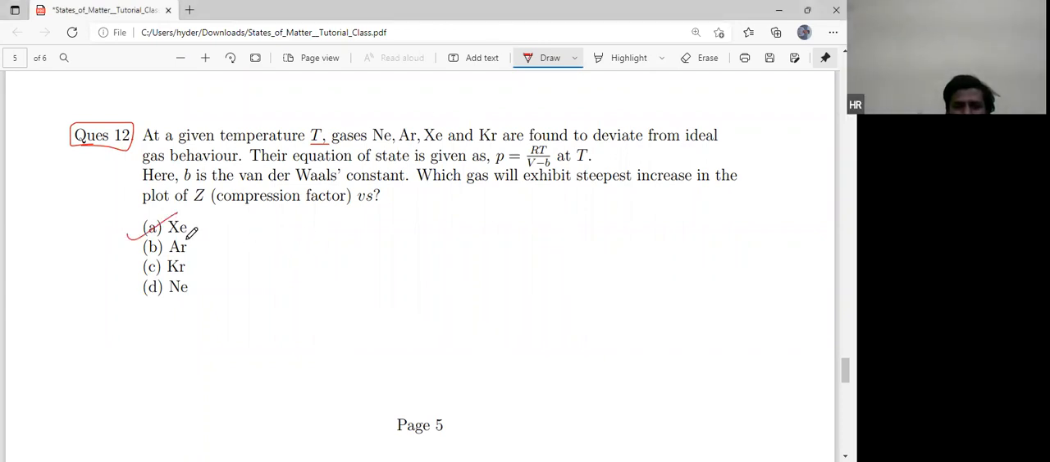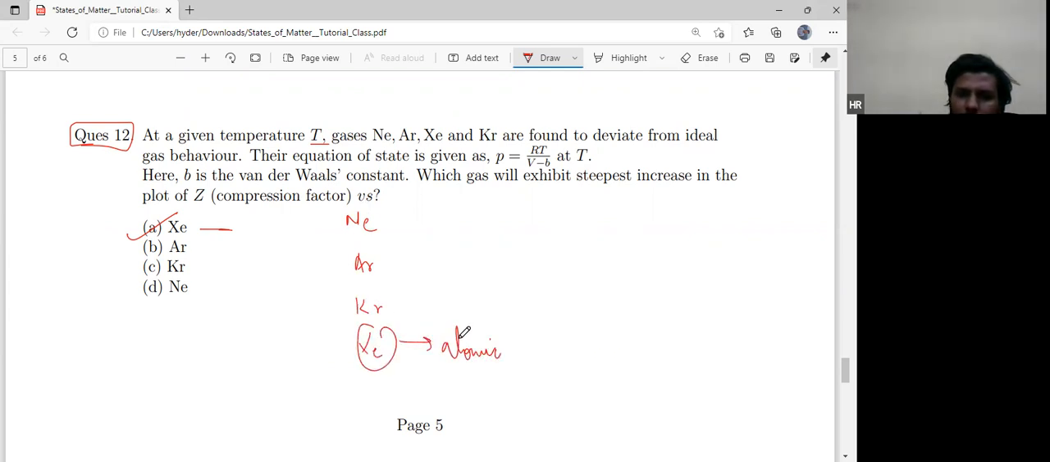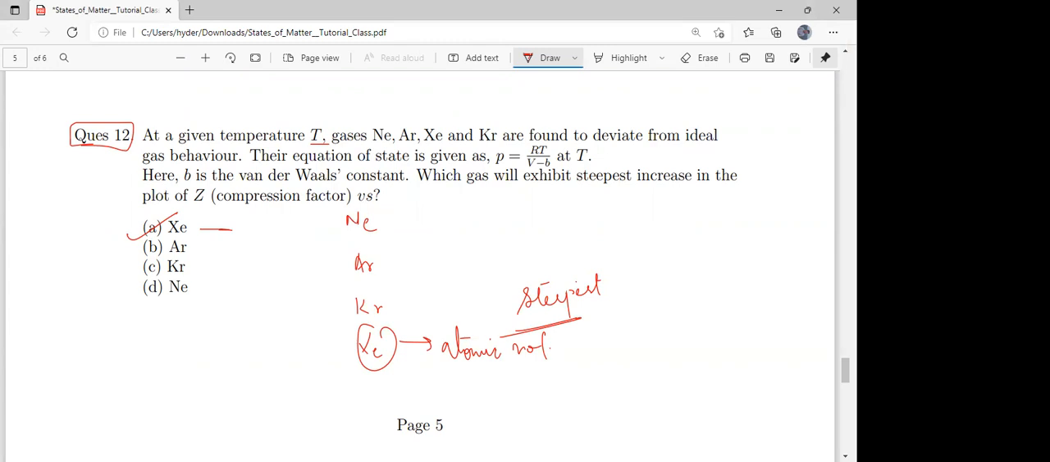That's very good. Molecular weight, basically xenon. You can say neon, argon, then krypton, then xenon, and it has atomic volume maximum. So it will have the steepest increase. Can I move to the next question? Yes, sir. Okay, thank you.